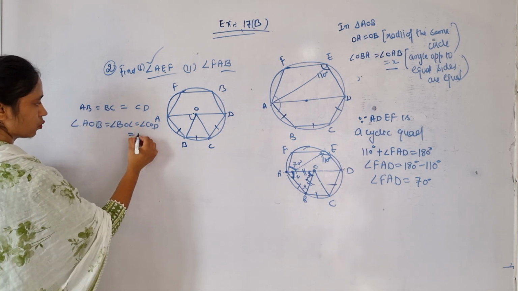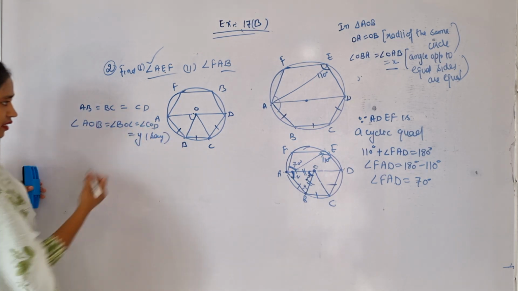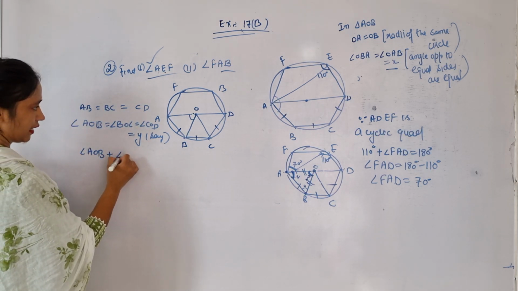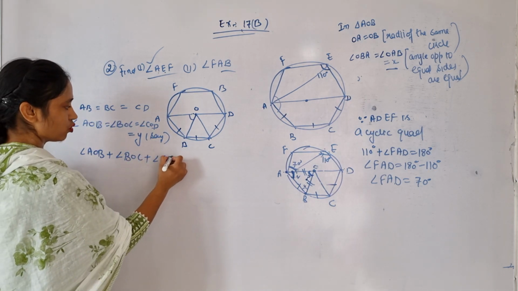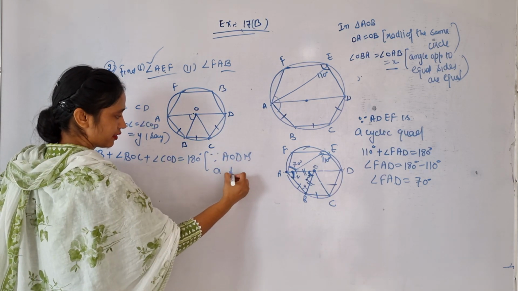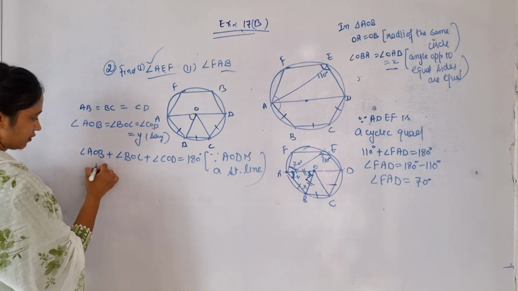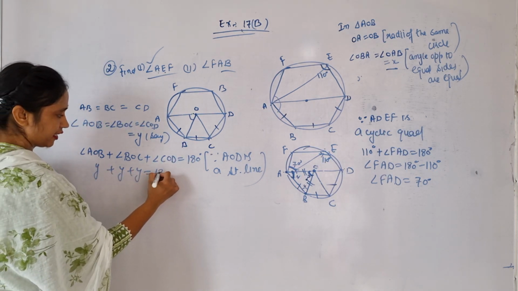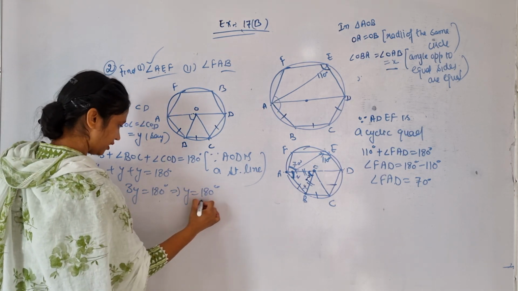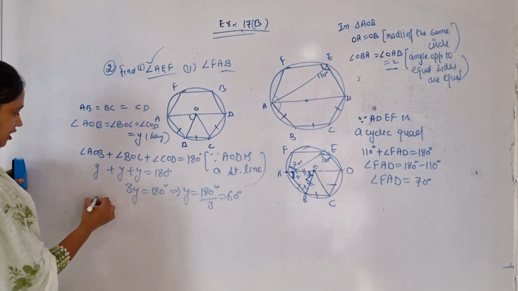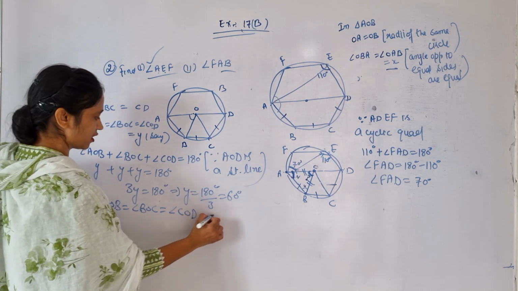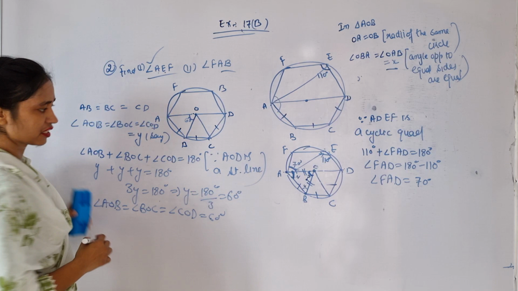Suppose each is y. So what would be the sum of these three angles? Angle AOB plus angle BOC plus angle COD will be equal to 180 degrees, because AOD is a straight line and all we have taken as y. So y plus y plus y is equal to 180 degrees, meaning 3y is equal to 180 degrees. That means y is equal to 180 degrees by 3, which is 60 degrees. Each angle AOB, BOC and COD is 60 degrees.